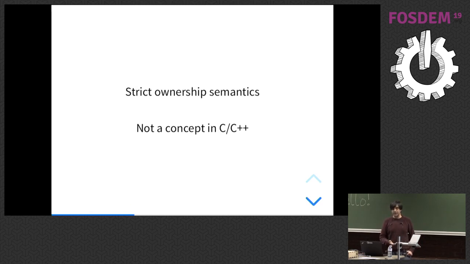Another thing Rust has is strict ownership semantics. This is not a concept in C and C++. In some modern C++, yes, it is, but not really. It's not at least enforced by the compiler. So even with the most modern C++ standards, you can still do a lot of harm through memory management and stuff if you want to. And it's really easy to do without even wanting to.